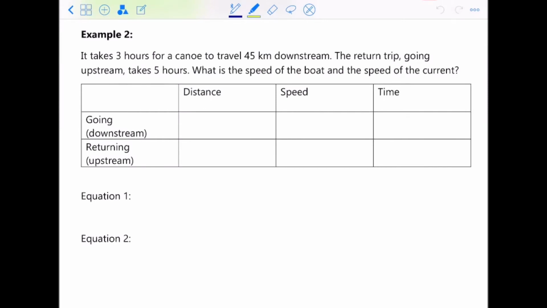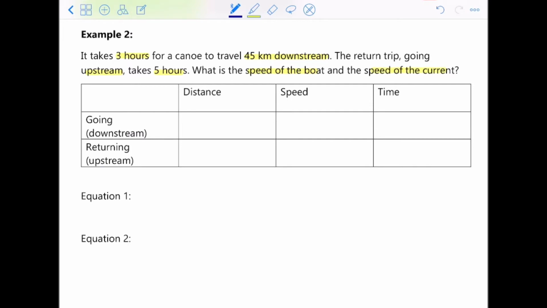Example 2. It takes 3 hours for the canoe to travel 45 kilometers downstream. The return trip going upstream takes 5 hours. What is the speed of the boat and speed of the current? Again, the table is given. Let's fill in what we already know.